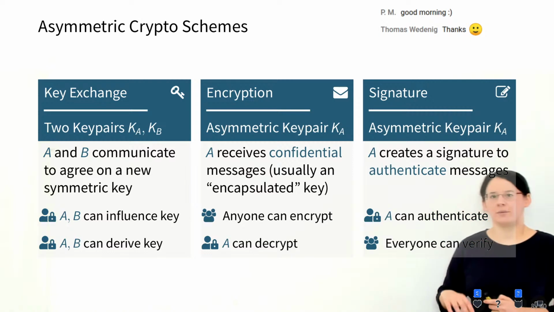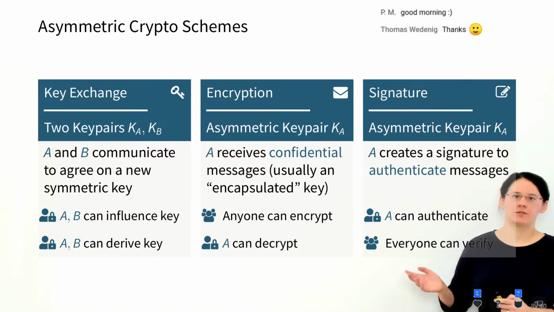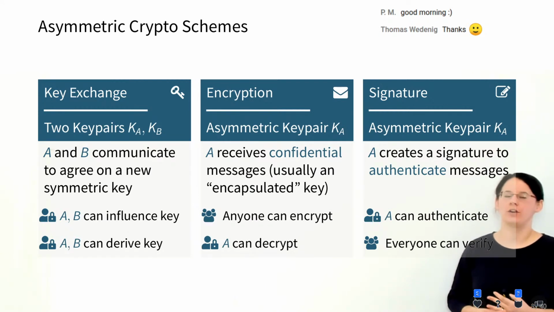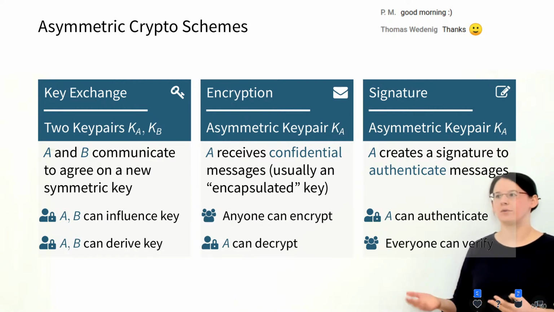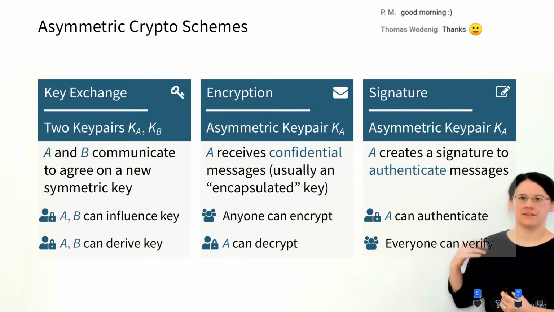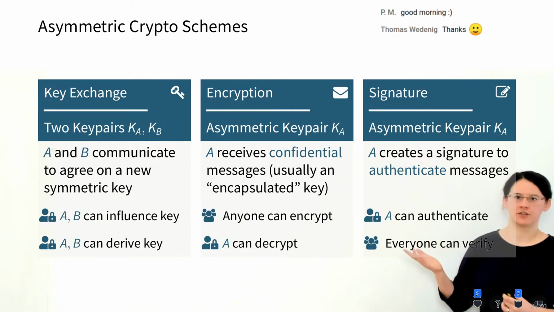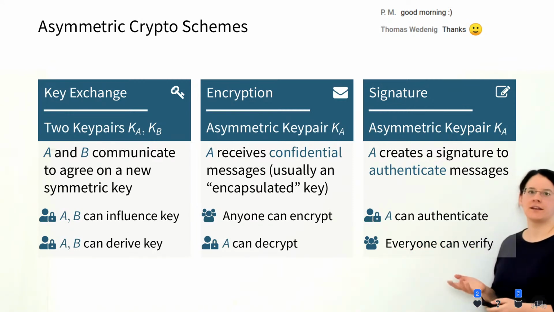And finally, we also need to talk about authenticity, of course. In the case of asymmetric cryptography, we call schemes that provide authenticity signatures. So Alice, the owner of the key, is the person who can authenticate messages, put the signature to them, and everybody else can verify it.